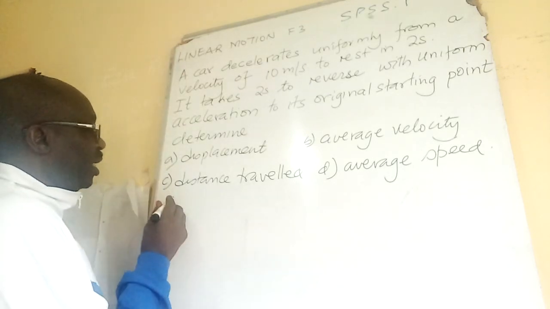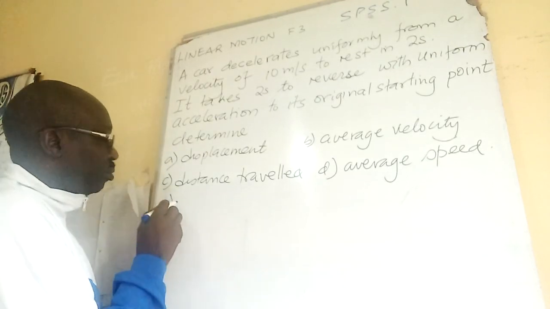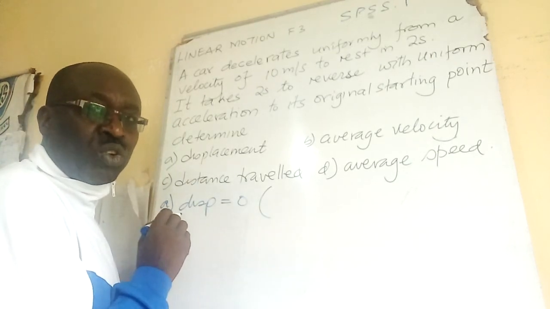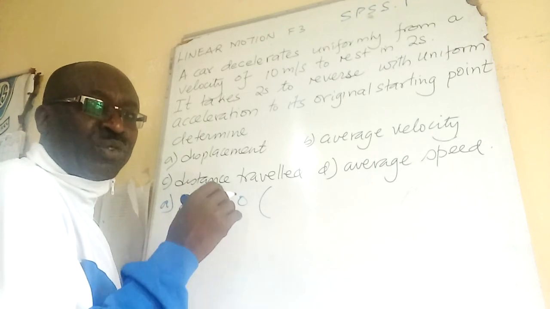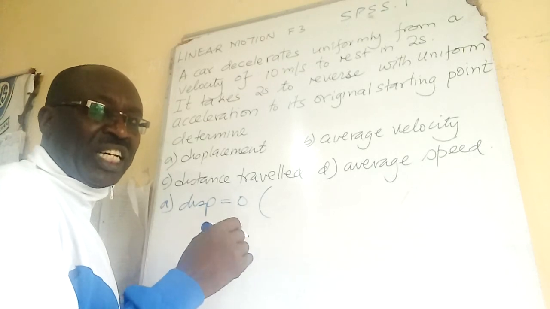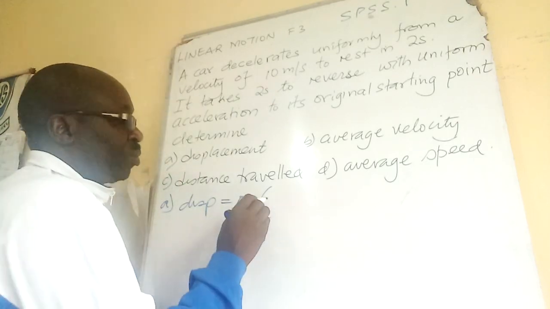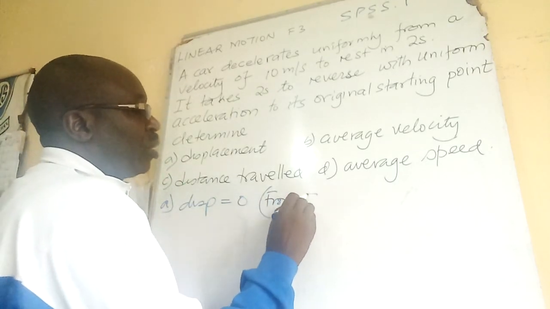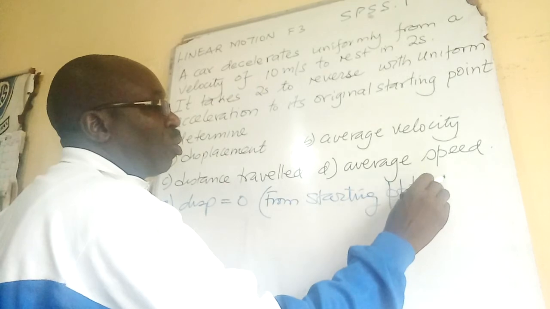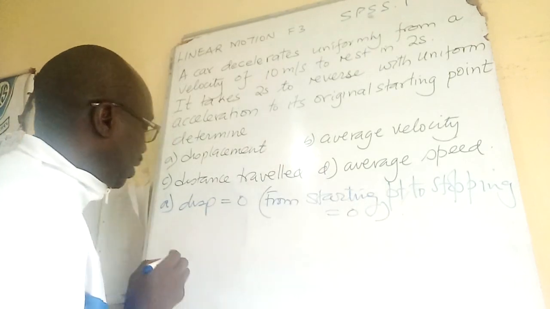Therefore, I can say, maybe I use A here. A, displacement is equal to 0. So there is no length that exists from starting point to end point. The starting point to end point distance is 0. So we can write here: from starting point to stopping point is equal to 0. That is the reason.